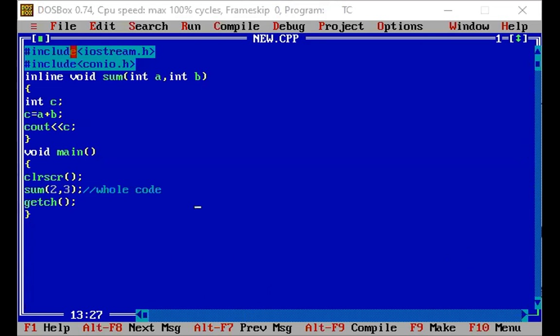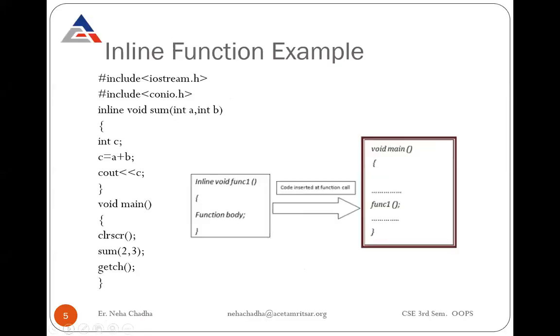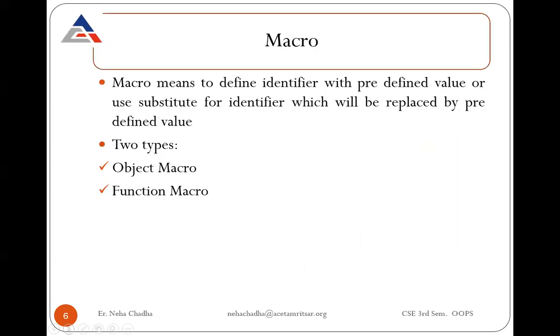Now moving to the next topic. Our next topic is macro. Macro means to define an identifier with predefined values, or a substitute for an identifier which will be replaced by predefined values. You have already used macros.